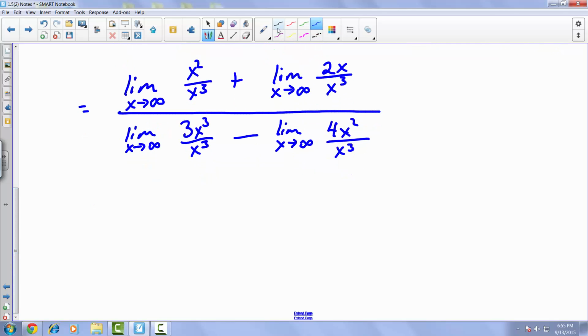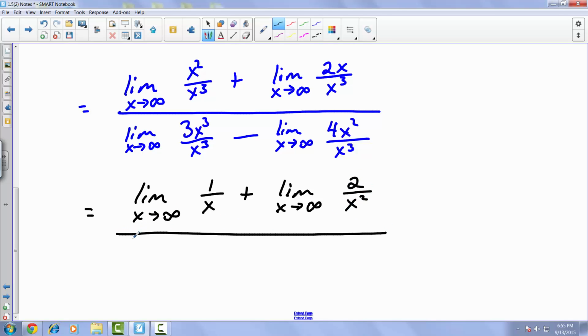Now, just simplifying some things, we end up with the limit as x goes to infinity. There's x squared and x cubed on top, so we'd end up with 1 over x on the bottom still, plus the limit as x goes to infinity. Because we have a 2x on top and x cubed on the bottom, we'll have an x squared on the bottom, and those cancel out, so we'd end up with 2 over x squared.